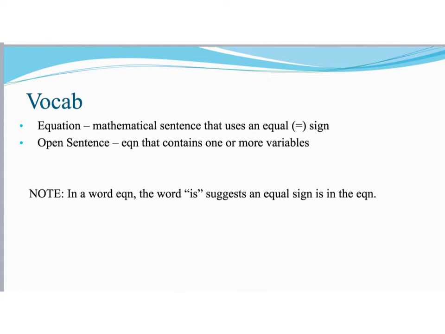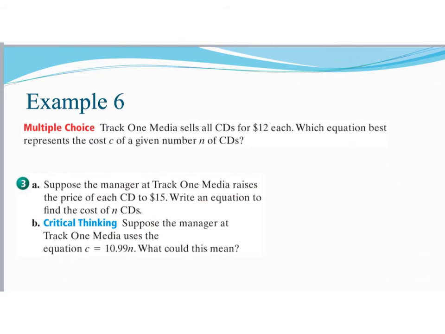Now, one thing I did want to point out though, okay, is that when you're writing a word equation, if you see the word is, okay, is typically suggests that there's going to be an equal sign. So if I say the product of 3 and 5 is 15, okay, that is means that we're going to put an equal sign there. So let's take a quick look and see how this works.